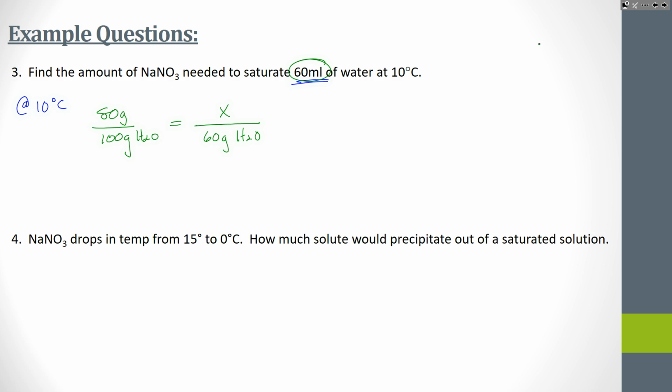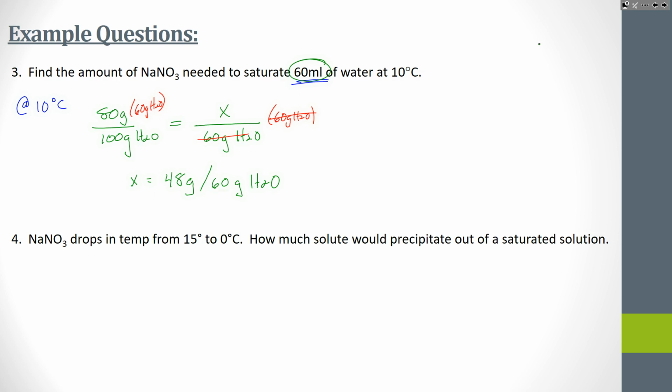80 out of 100 would be something out of 60. So what you're going to do is multiply, like if you think of your math, you times both sides by 60 grams of H2O, and these will cancel, and we'll end up with our x value. So x is 80 times 60 over 100, and I'll use my calculator here. So it'd be 48 grams per 60 grams of H2O.